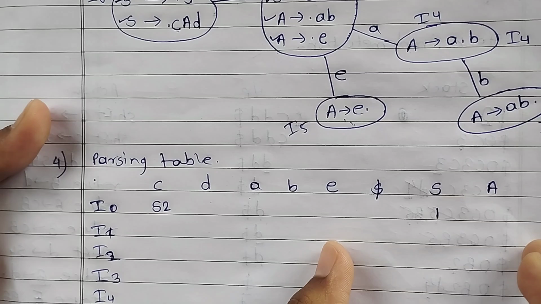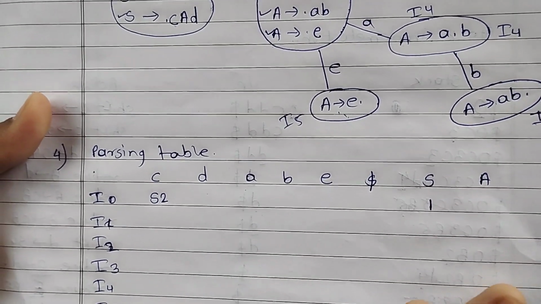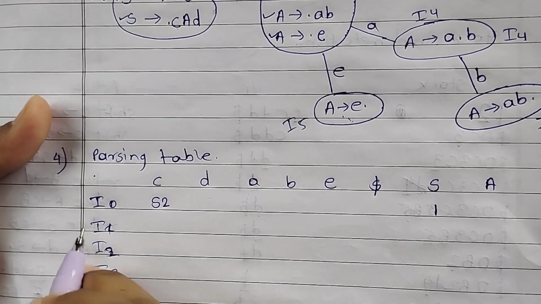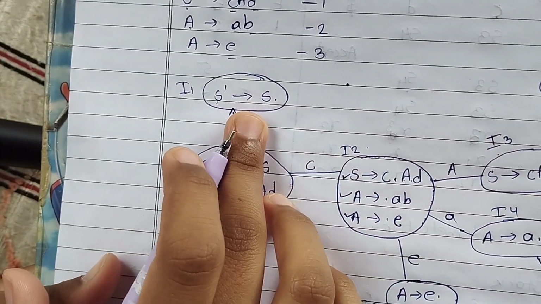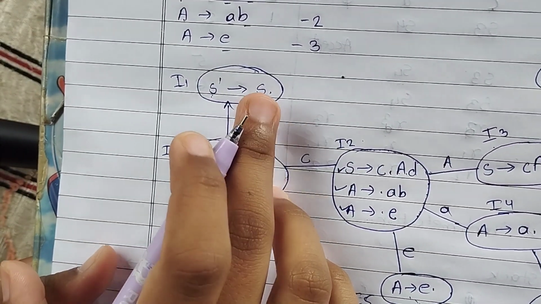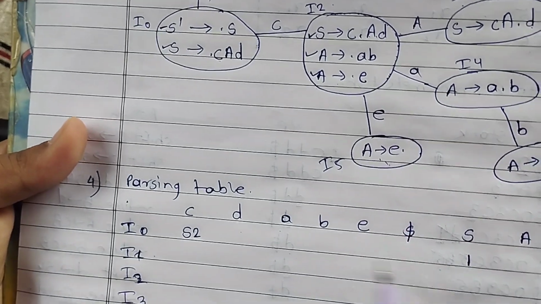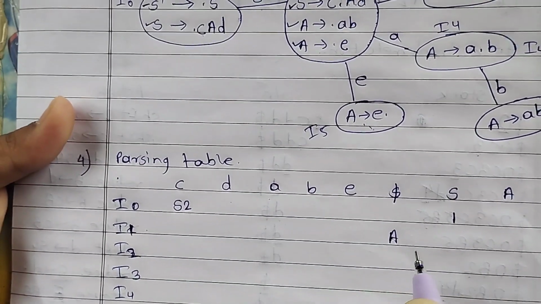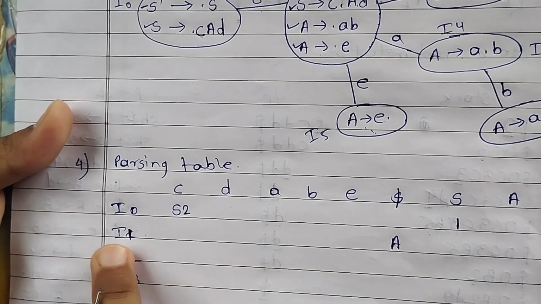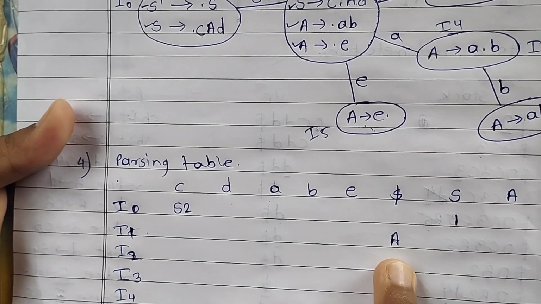and the remaining we put blank as it is. Now the I1 state. The I1 state is the final state of the starting symbol, so we write $ acceptance in the dollar column, because this is the final state of the starting symbol.